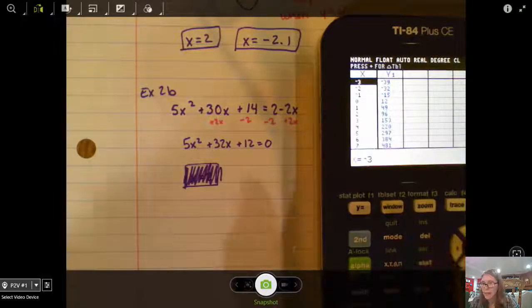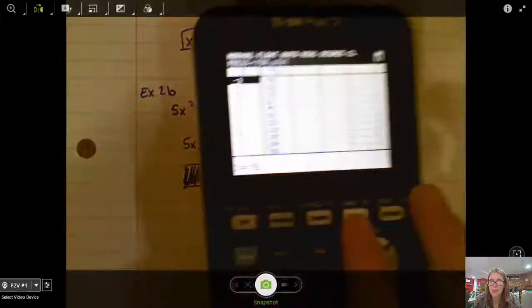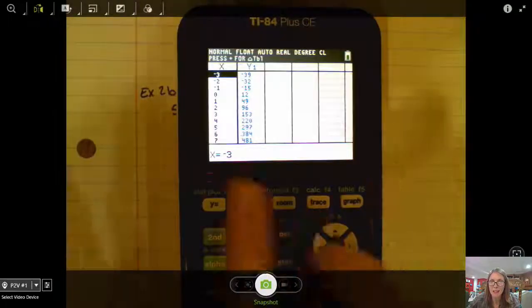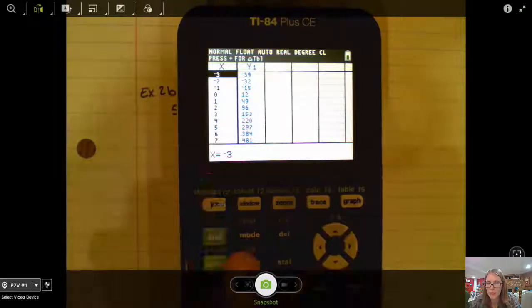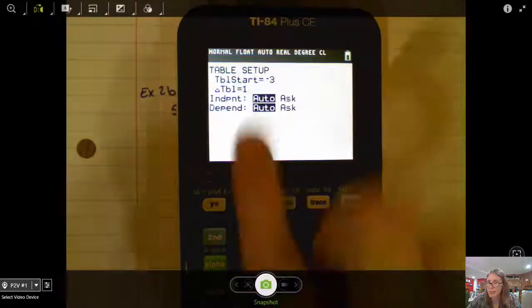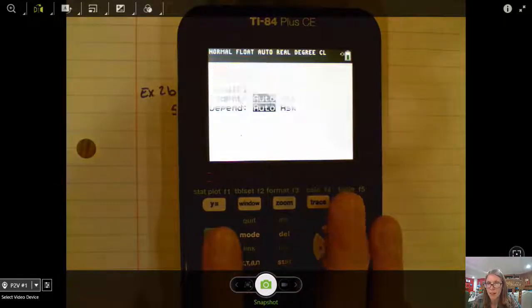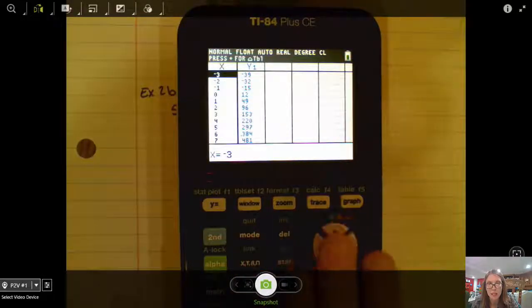All right, now my table, I already changed my table set back, but if your table is going up by tenths here instead of by ones, we have to go back to table set, second table set, and we just want this delta table to be 1. All right, so make sure you make that change. That'll make looking at your table a little bit easier to start off.